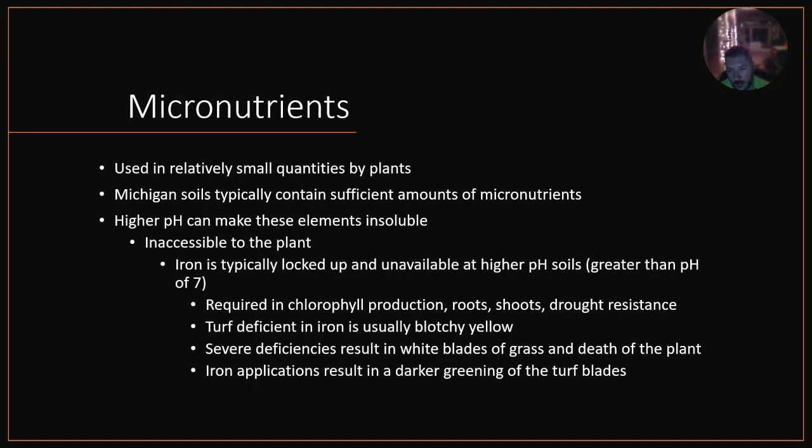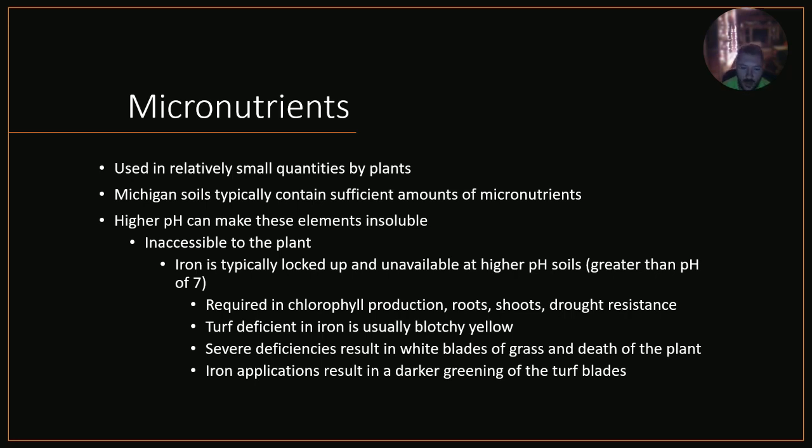But it can make them inaccessible to the plant, right? Iron is typically locked up and unavailable at high pH soils greater than a pH of 7. So if they're not getting iron, they might show a deficiency. You might have to do a sulfur application or something like that to try and get it down. But like I said, changing the pH of soil takes a long time. If you can change the pH like 0.2, 0.3, that's a lot. Okay. But it's required for chlorophyll production, roots, shoots, drought resistance.